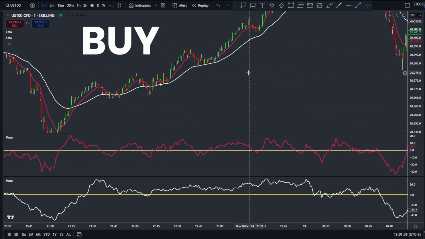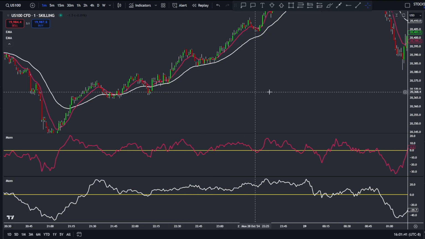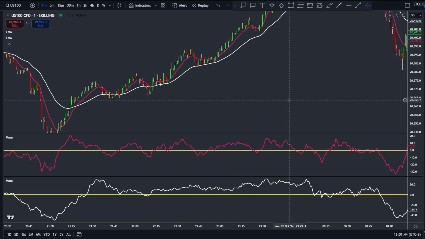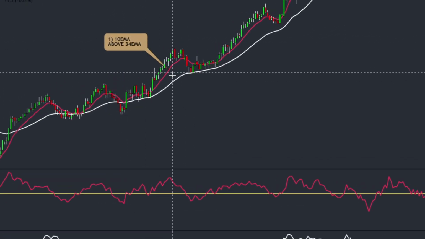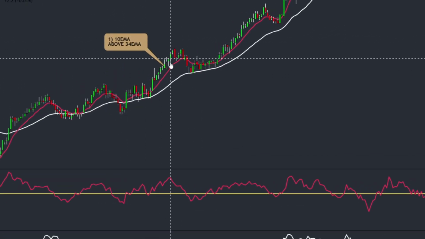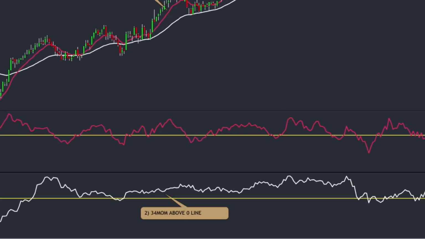Now let's look at a buy. All right, here's going to be a buy example. We'll go over this one quick, as it's just the inverse of a sell. Step 1, the 10 EMA is above the 34 EMA. So right here, we notice that the 10 is above and we're sloping upwards. So we're in a short-term uptrend. Step 2, identify that the 34 momentum indicator is above the 0 line. Here we go, we're above it.